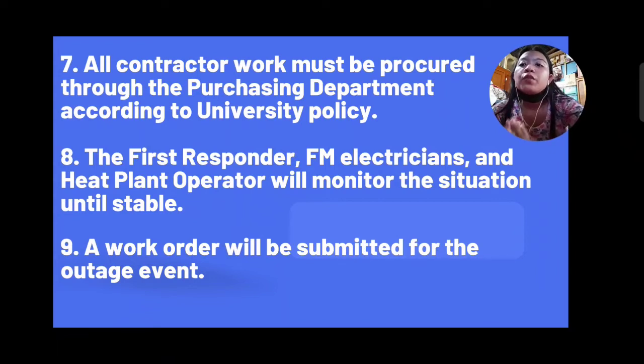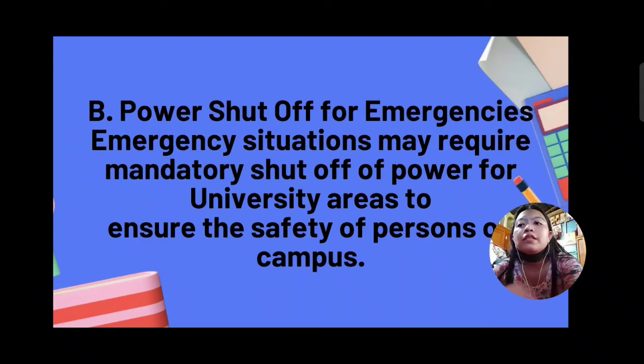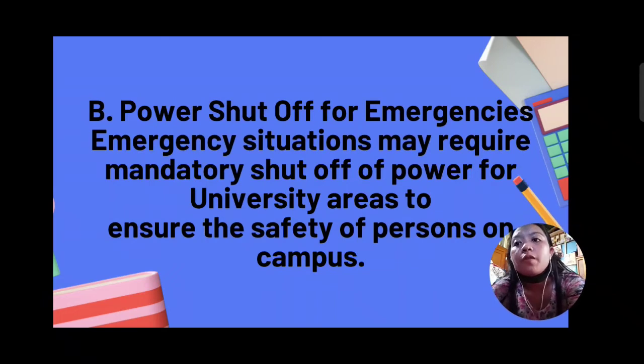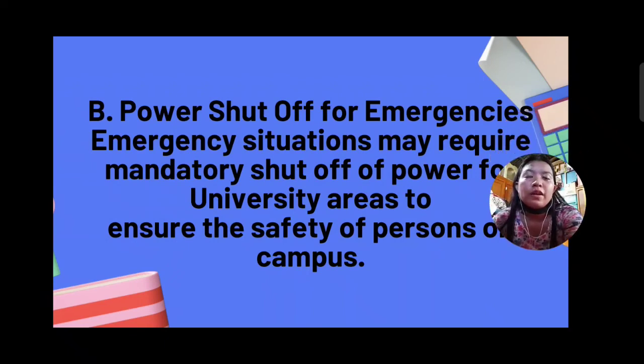So a work order will be submitted for the outage event. Next we have the power shut off. For emergencies, situations may require mandatory shut off of power for university areas to ensure the safety of persons on campus. So for example, when there is a bagyo, it is very important to turn off the electricity, or else it will burn out. Di ba, you know that if there is a typhoon, the electricity is cut off. So it will really burn out.